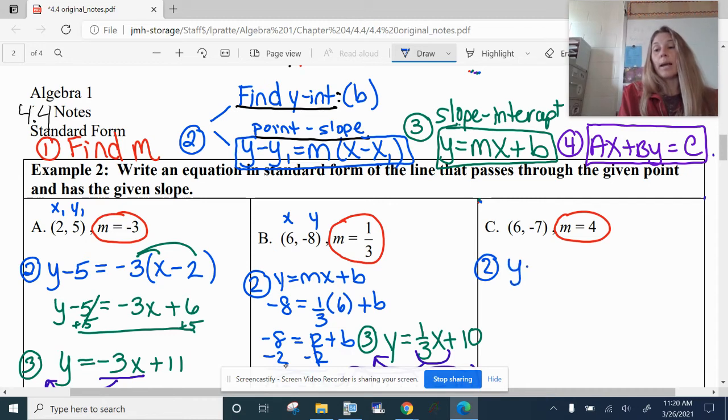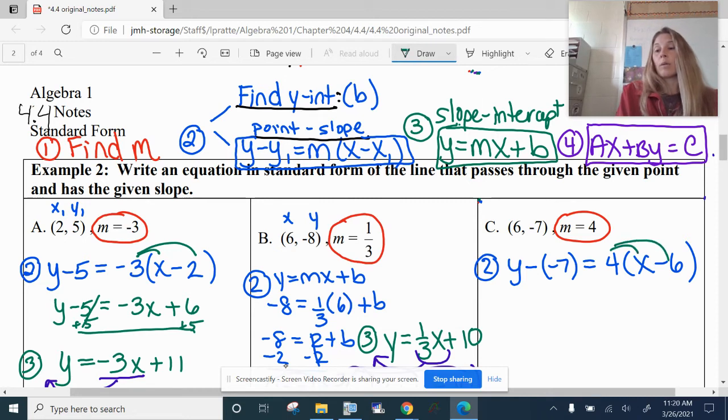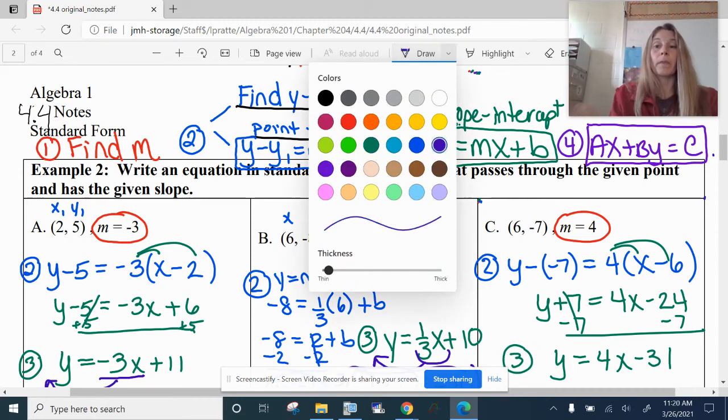So when I do y minus my -7 equals 4 times x minus 6. Now when I go to distribute here, I'm going to have 4x minus 24. And I know that when I subtract a negative, that's really an addition sign. And then I'm just going to move the 7 over. So I have y equals 4x minus 31 as my equation in slope-intercept form.